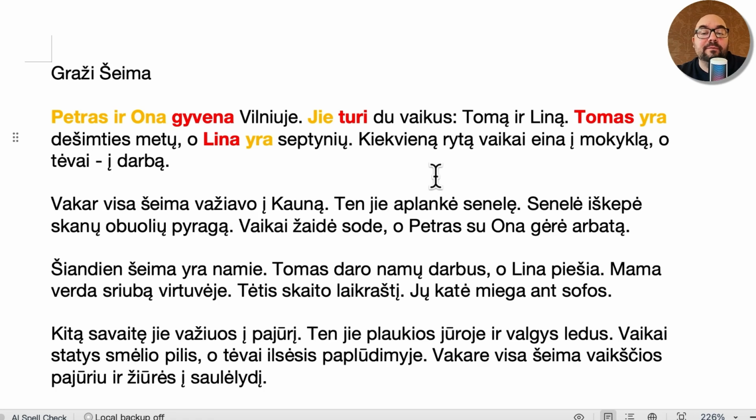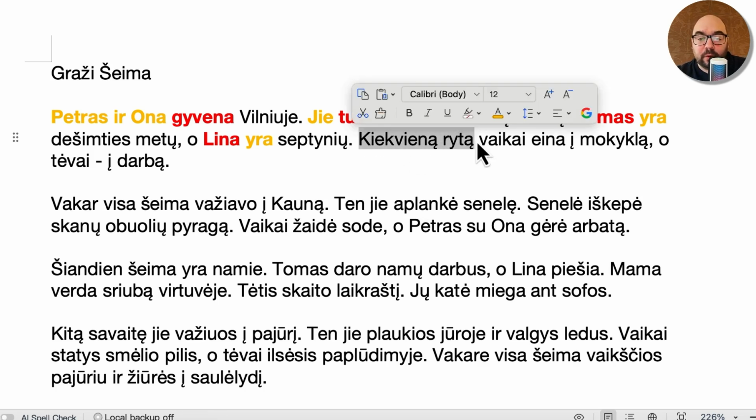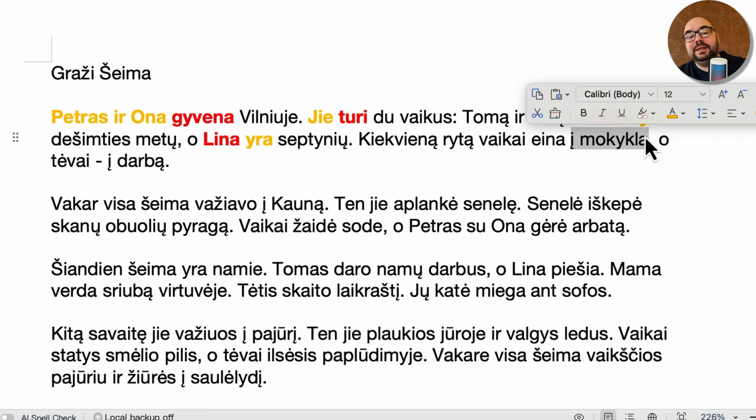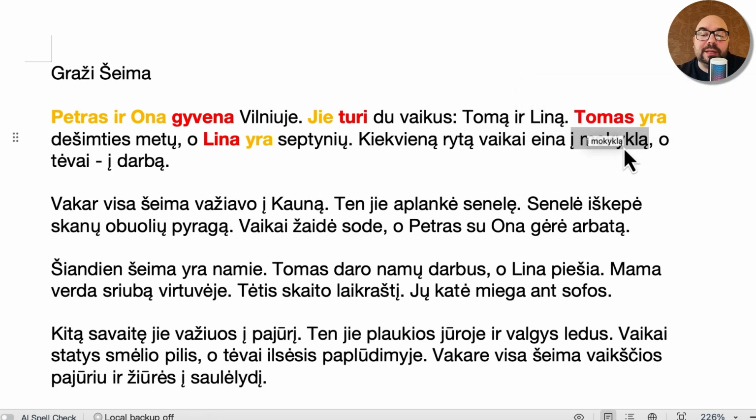Kiekvieną rytą vaikai eina į mokyklą, o tėvai į darbą. So, kiekvieną rytą, that is every morning, but we're using accusative case. Every morning, kids go to school and parents go to work. Into what? Also accusative case. Into what? Į mokyklą, into work, į darbą, right? Usually when we use into, į ką, we use accusative case, right?